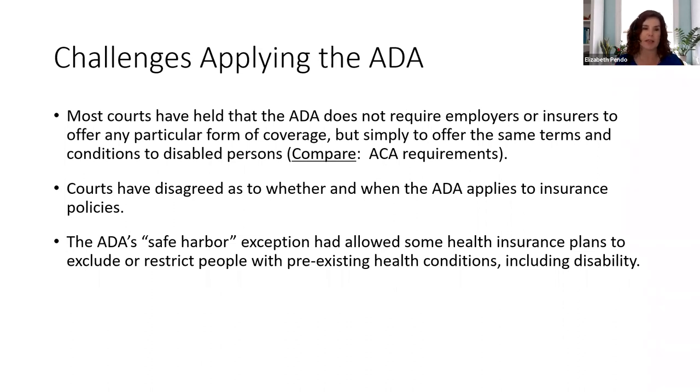Does it have to be a physical space? And the biggest problem is that the ADA had a safe harbor exception that said if it's actuarially justifiable, meaning if it makes sense cost-wise, we're going to allow certain kinds of restrictions and exclusions, even if they disproportionately disadvantage people with disabilities. So the ADA looked to be a powerful tool, but the way it was interpreted and a major exception, the safe harbor, meant it wasn't the powerful tool to address health insurance discrimination that we hoped it could be. So let's go to the next slide.